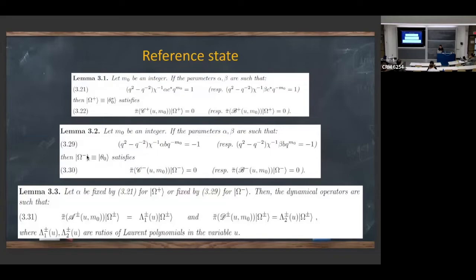And similarly for omega minus, for the other basis, so we can define an omega minus by choosing another alpha or another beta. And also very important is that these omega plus and omega minus are eigenstates of the A plus, A minus, or D plus and D minus. So these lambdas are just Laurent polynomials in this spectral parameter.